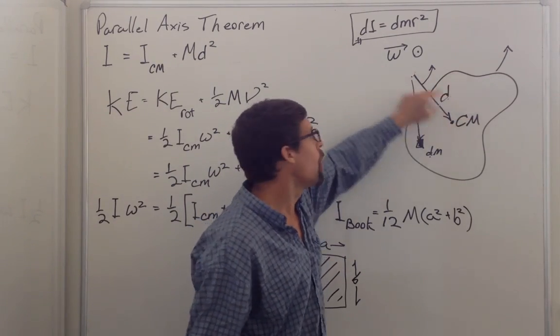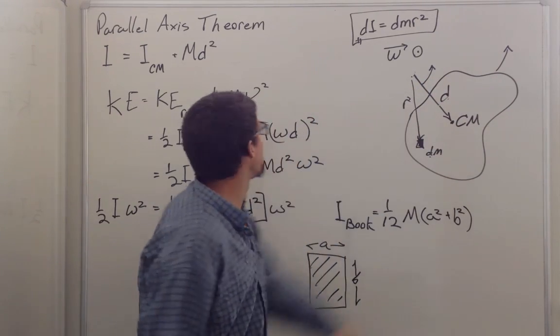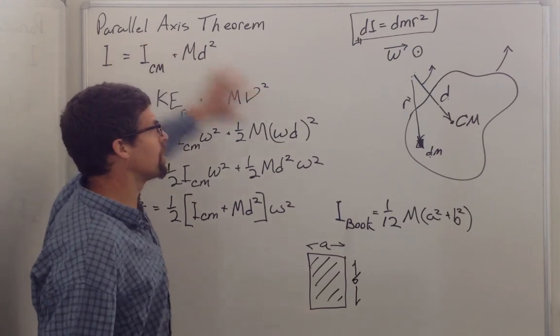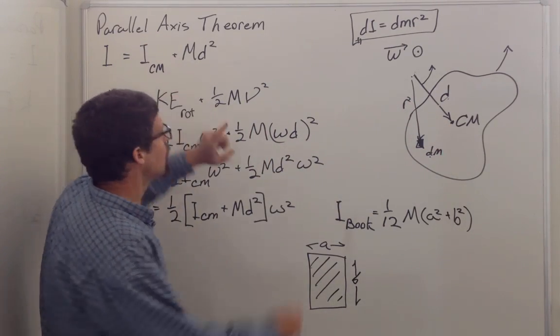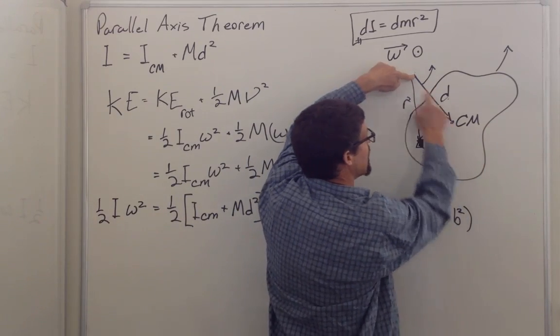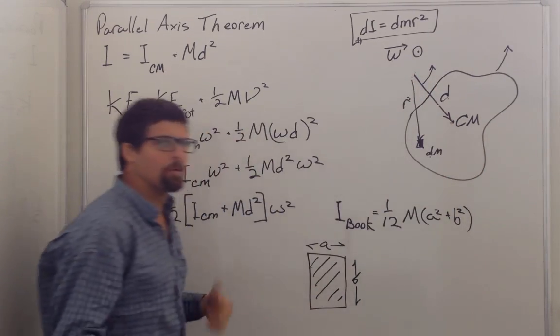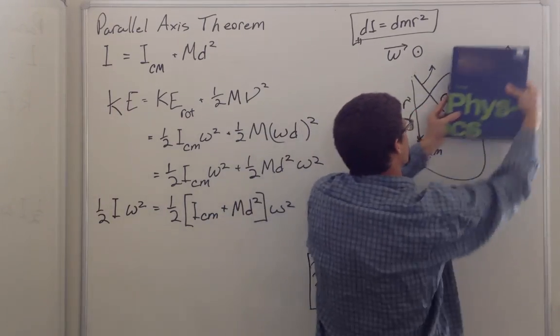And we can show then that the moment of inertia of the body about this external center of rotation, or some other center of rotation other than the center of mass, is just the moment of inertia of the body itself about the center of mass, plus the extra moment of inertia due to all this mass at this distance.